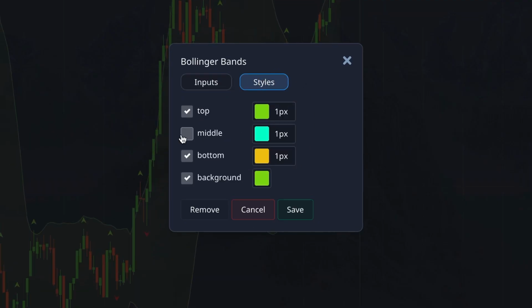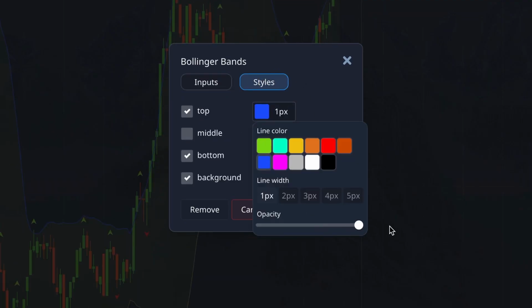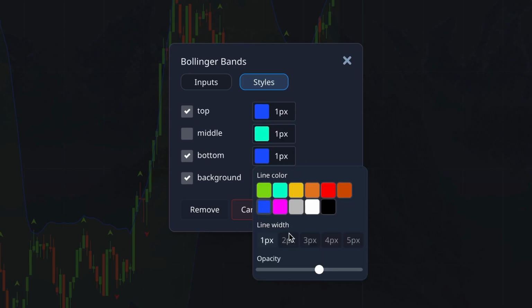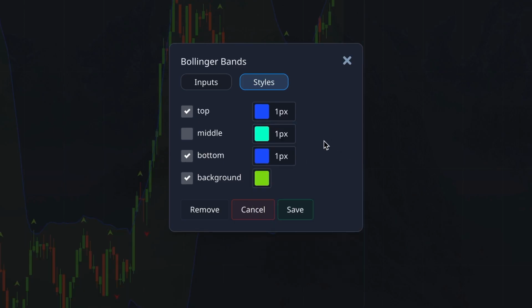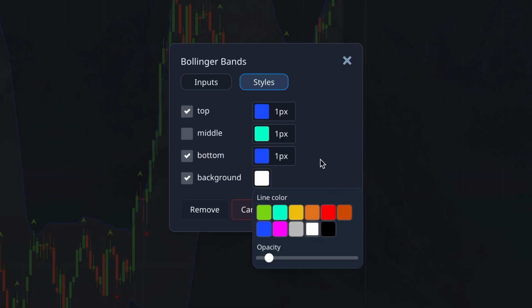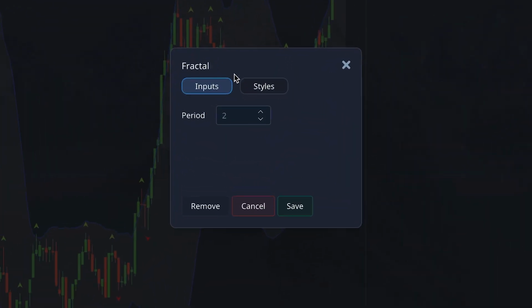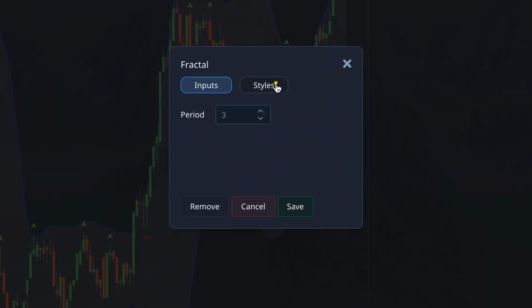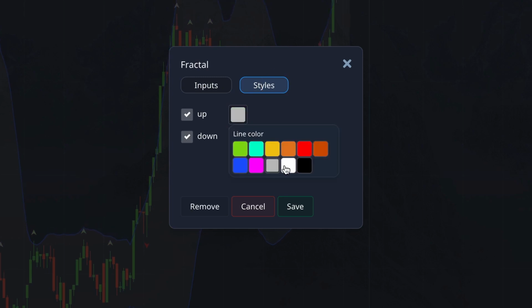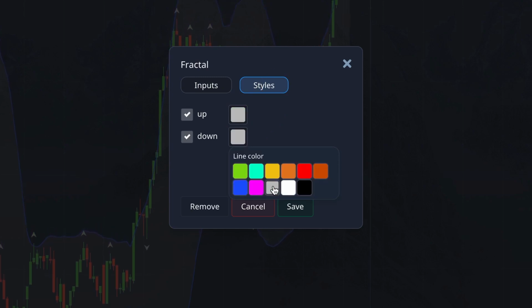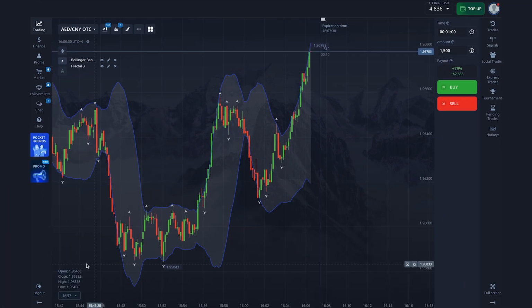Go to Style. Turn off the middle line. Make the top and bottom lines blue and move the opacity to the right. Make the background white. Save. Let's configure the fractal. Set the period to 3. Go to Style. Make the up and down lines gray. Save. The indicators are ready to go.